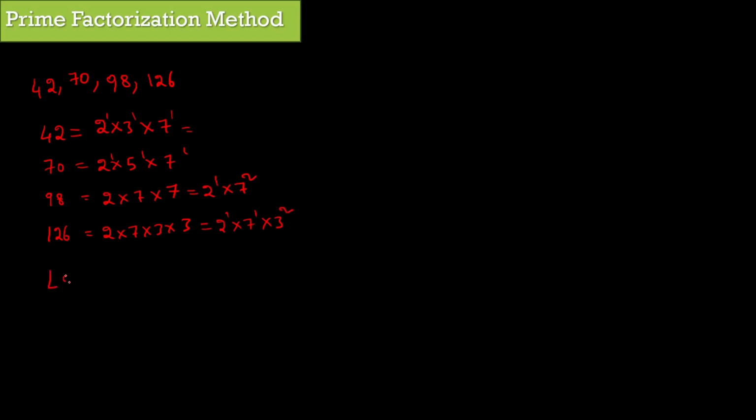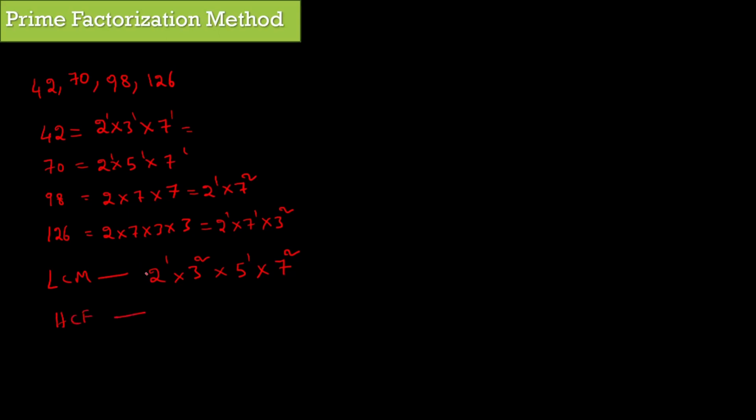So now tell me the LCM of this. What is the LCM? We will take all the prime numbers. 2 is there, 3 is there, 5 is there, and 7 is there. But I will take the highest degree. What is the highest degree of 2 available? That is 1. What is the highest degree of 3 available? Square. And here what is the highest degree of 5? 1. And what is the highest degree of 7? Square. This is the LCM.